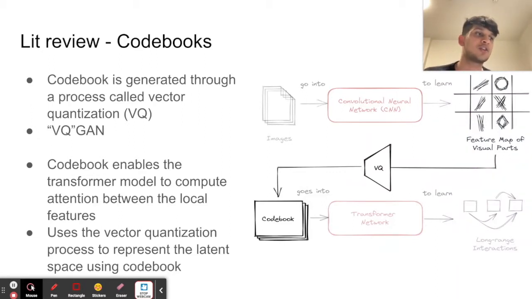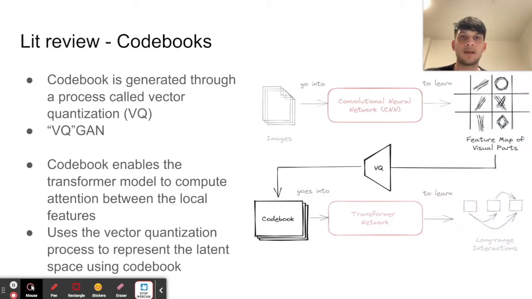So the discretized codebook enables a transformer model to compute attention between the local features, using the encoder network that maps the original image into the latent space. VQGAN additionally uses the vector quantization process to represent the latent space using codebooks. Using the discretized latent space, the generator reconstructs the latent code into realistic images using adversarial loss between the generator and discriminator. So they will take certain features and reduce them to a certain point, and that is the starting point.